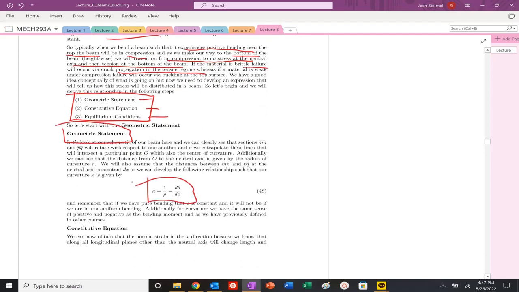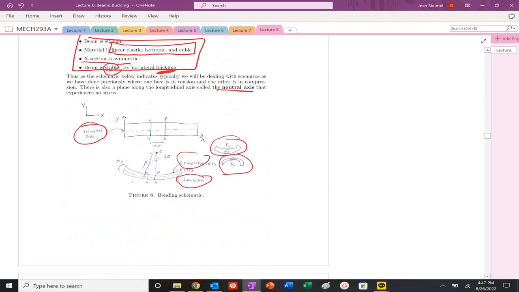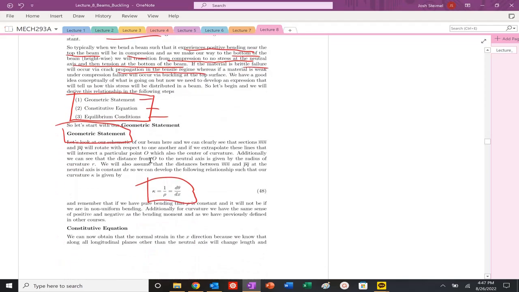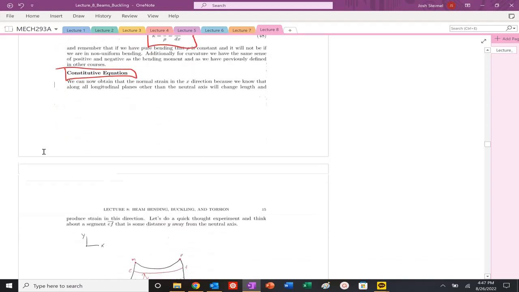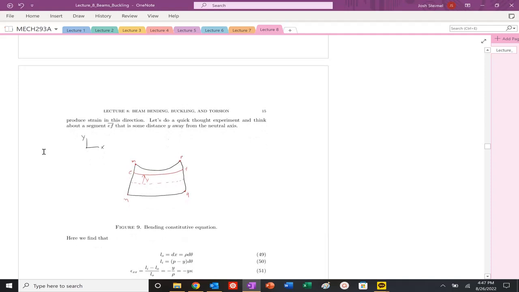So, geometric statement: that beam is going to undergo some curvature. And we could define the curvature as we've done previously. Curvature is just going to be 1 over r, or this rho function here. So we're going to define the curvature that the beam experiences.